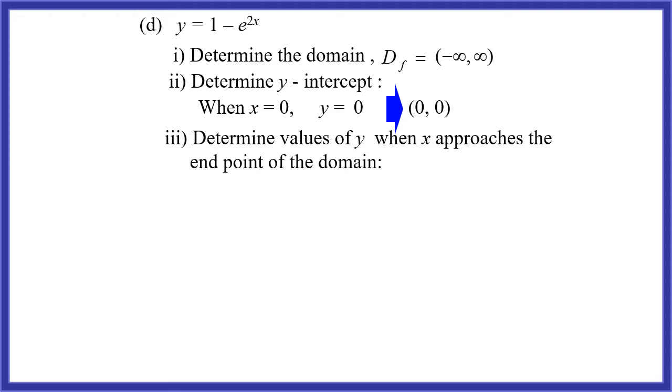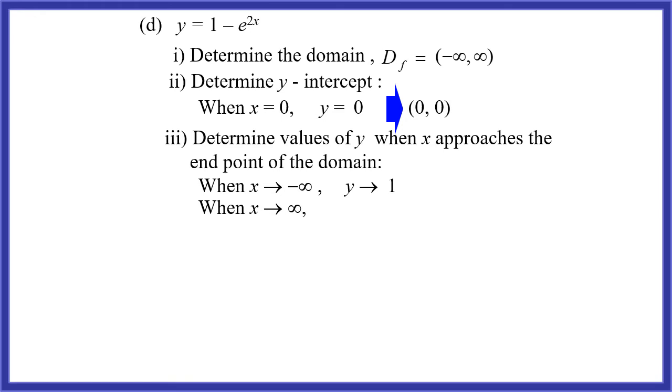Now, the next step is to determine the value of y when x approaches the endpoints of the domain. So we don't have to write down everything here. You can just show the work. When x approaches negative infinity, y approaches 1 minus e to the power of 2 times negative infinity. So 2 times negative infinity is negative infinity. e to the power of negative infinity is 0. So 1 minus 0 is 1. That's why y will approach 1.